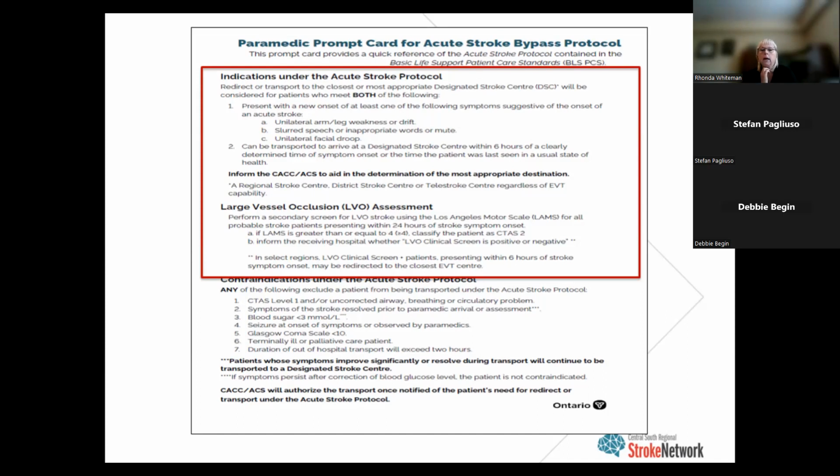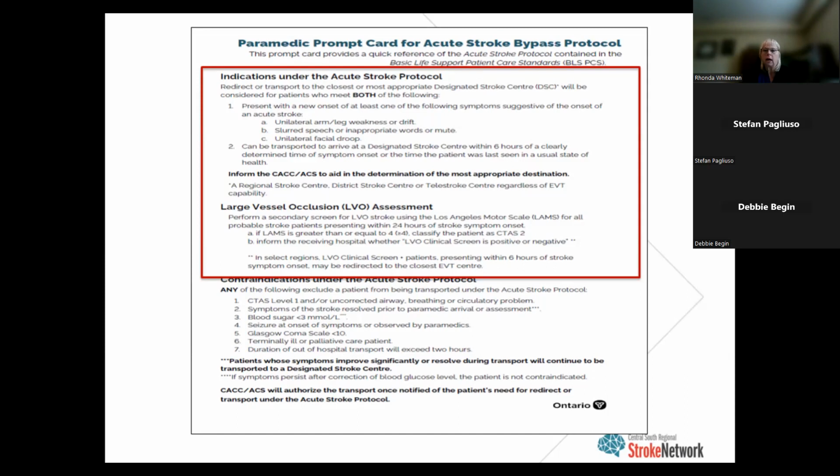Unfortunately, as part of this initial change with screening the LAMS up to 24 hours, it's not changing where the paramedics go in the 6 to 24-hour period. However, what we are working on is looking at getting some sense of how many patients have a large vessel occlusion in that 6 to 24 hours. So working with the paramedic documentation, can we change our destination protocols?